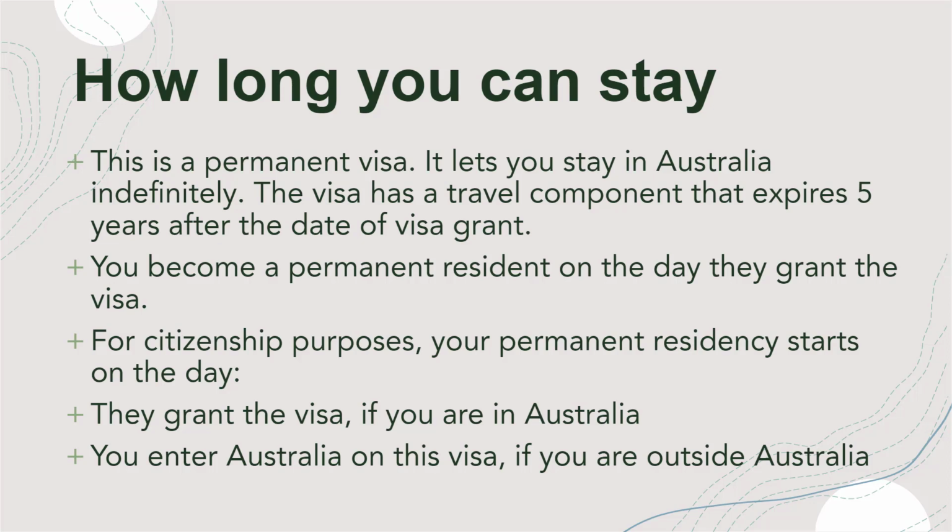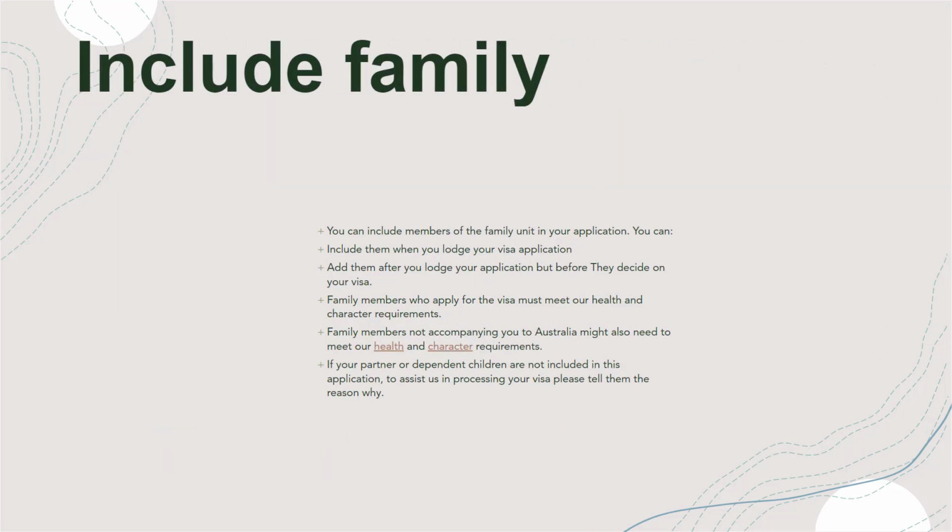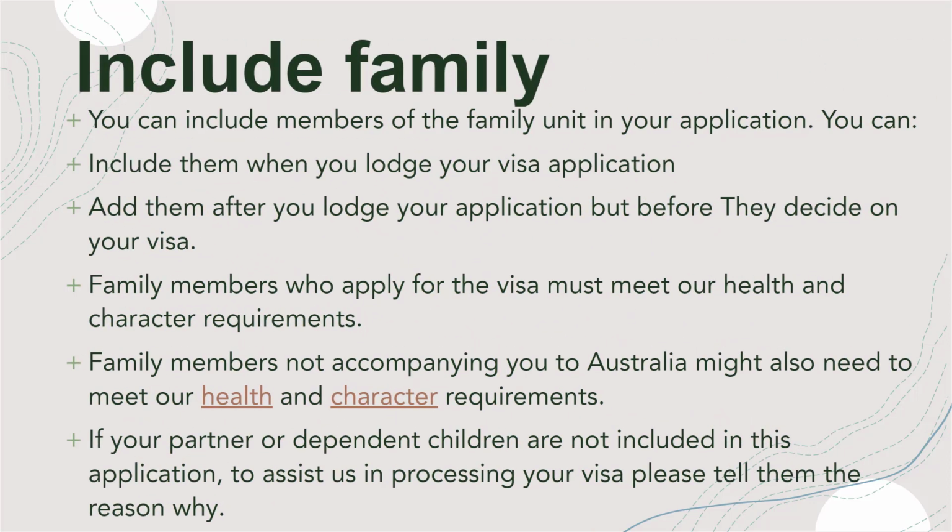Now, let's talk about members of the family unit in your application. You can include members of the family unit in your application. You can include them when you lodge your visa application, or add them after you lodge your application but before they decide on your visa. Family members who apply for the visa must meet the health and character requirements. Family members not accompanying you to Australia might also need to meet the health and character requirements.